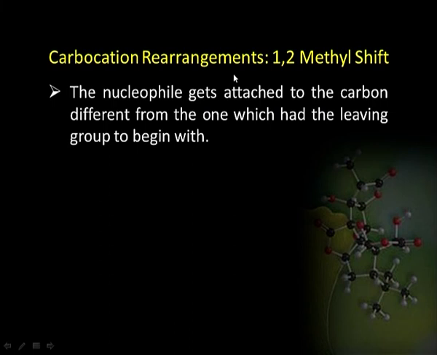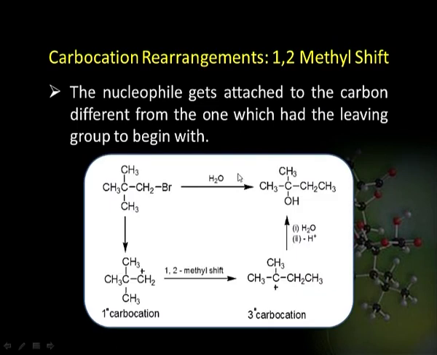The carbocation rearrangement may take place by a 1,2 methyl shift also. The nucleophile gets attached to the carbon different from the one which had the leaving group to begin with. So, here we see that we have a primary halide and it gives rise to a primary carbocation. But because primary carbocation is not that stable, it undergoes rearrangement and gives a tertiary carbocation by means of the methyl group shift. Therefore, what you would observe is that the carbon to which halogen was attached is no more the one which is substituted by the hydroxy group. So, this is what is carbocation rearrangement, which takes place to get a more stable carbocation.